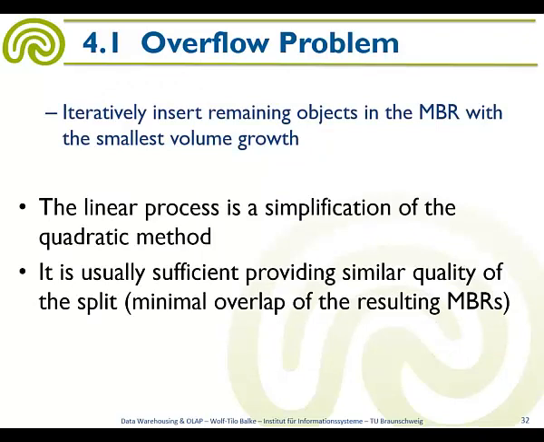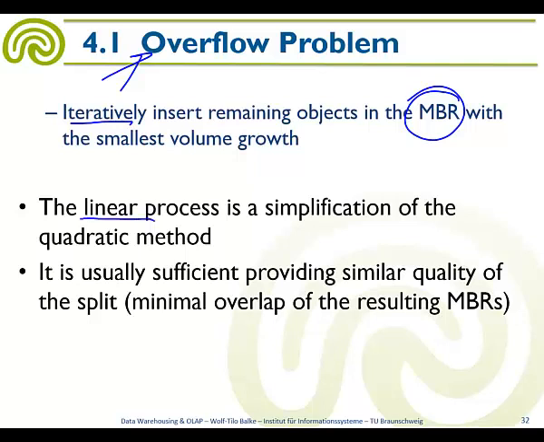Very good. Okay. So, well, we did basically the splitting to handle the overflow problem, right? And what we do now is you have to do that iteratively. So you insert the remaining objects within a minimum bounding rectangle with the smallest volume growth. So as soon as you figured out where you're going to do the split, across which dimension, then you insert the others like we did before, within the minimum bounding rectangle that is going to grow as little as possible.